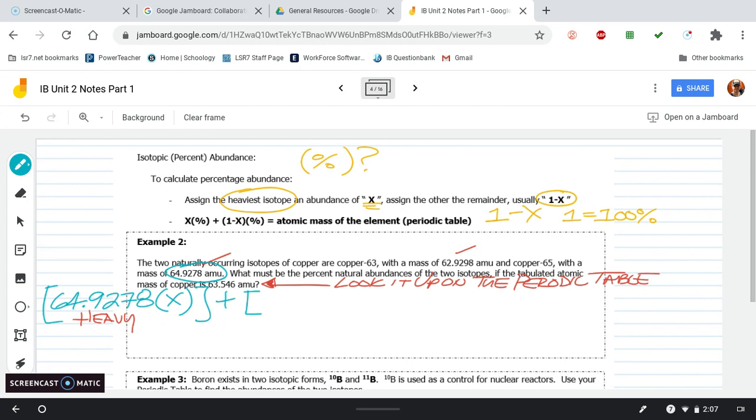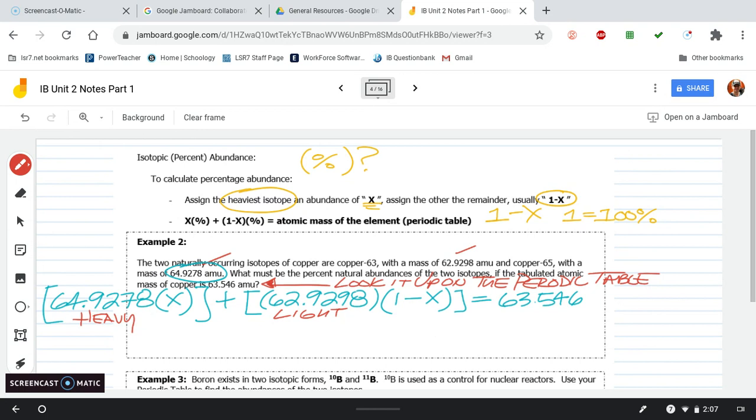Then over here, I got the copper 65. So the small one is 62.9298. And I'm going to multiply this one by 1 minus x. And then we're going to set the whole thing equal to what it weighs on the periodic table. All right, so we're going to go ahead and do that. And so then this would have been the light one. So I got the heavy one and the light one.